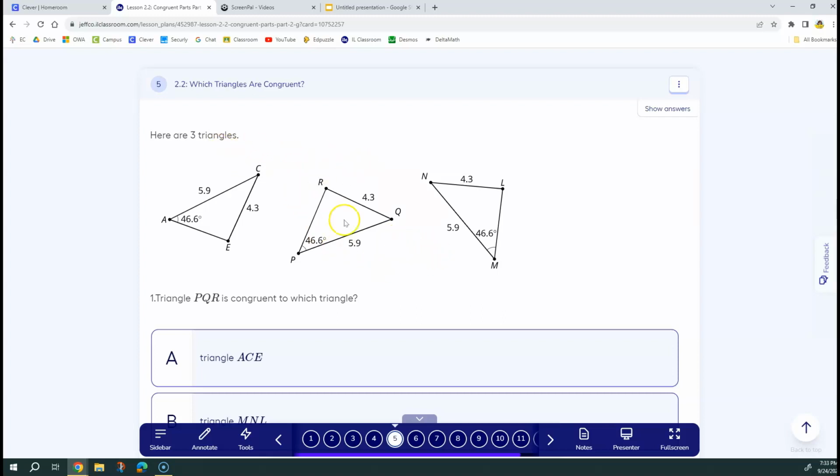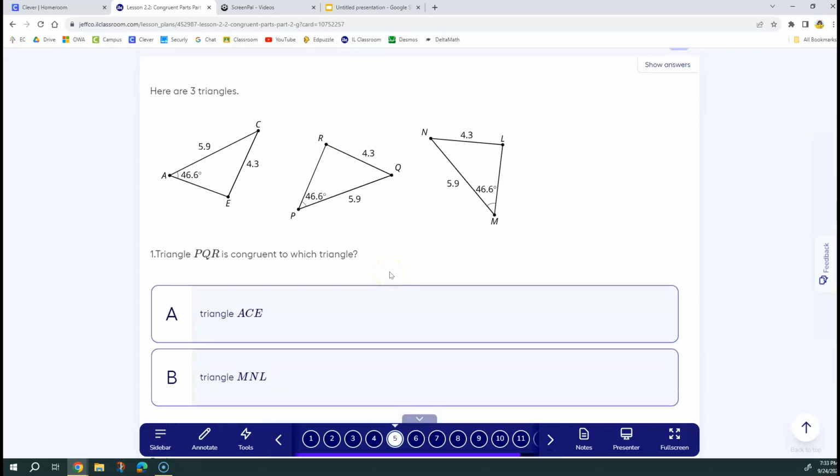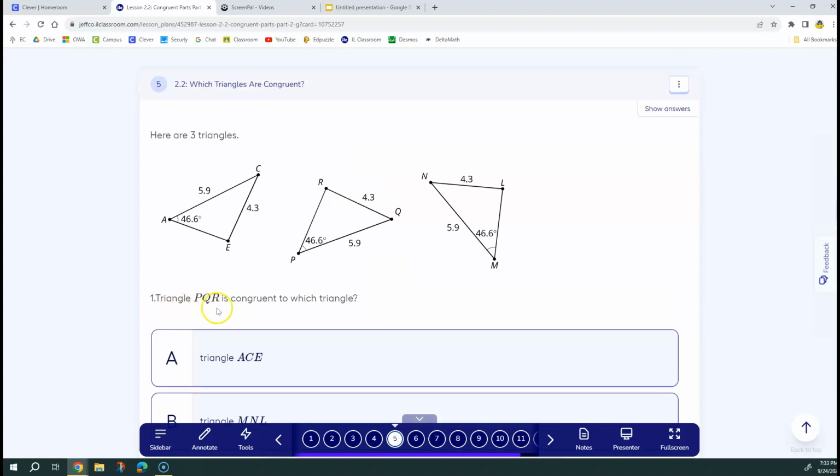Here are three triangles. Triangle PQR is congruent to which triangle? First of all, triangle PQR is this center triangle here, triangle PQR, back to P. You can see that it's got some side lengths written in and some angle measurements. Remember, congruent means the same, that the side lengths and the angle measurements are the same.